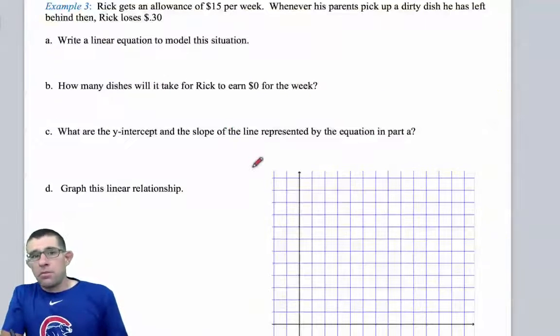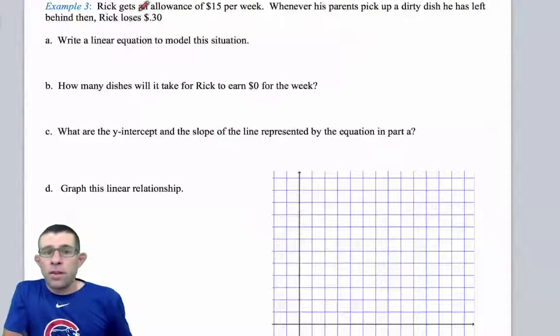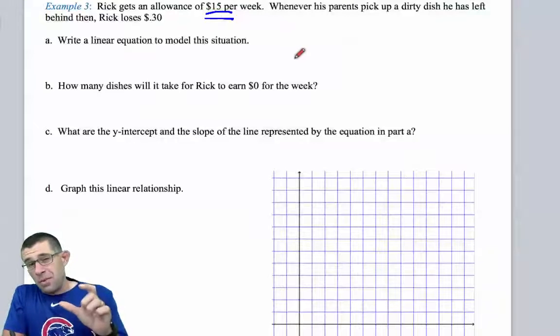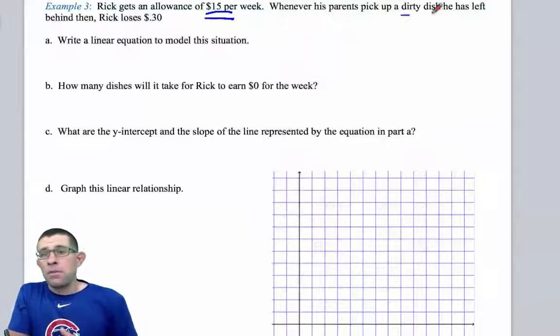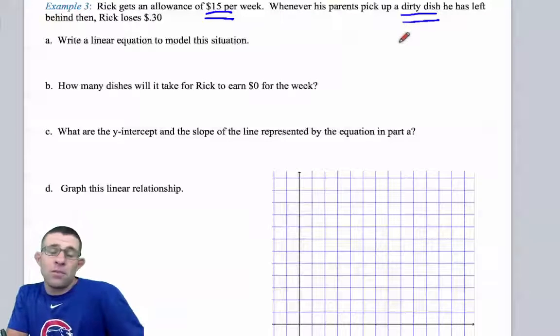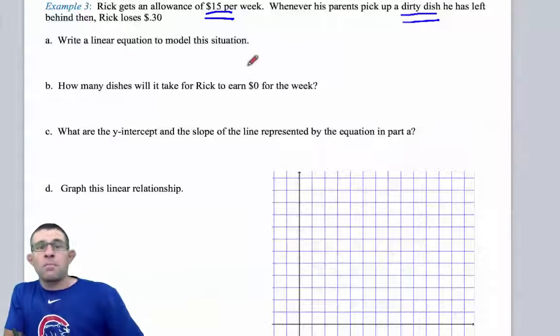All right, in example 3, we have a very realistic situation here. Rick gets an allowance of $15 per week. A little steep in my book, but whenever his parents pick up dirty dishes, he has to pay 30 cents. In other words, he gets fined 30 cents per dish. Don't cry about it, Rick. Just pick up your mess.